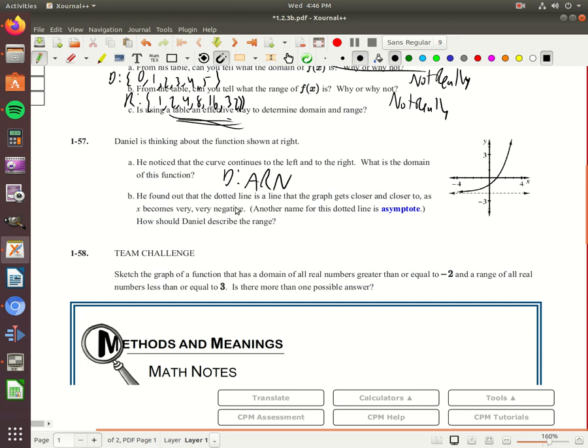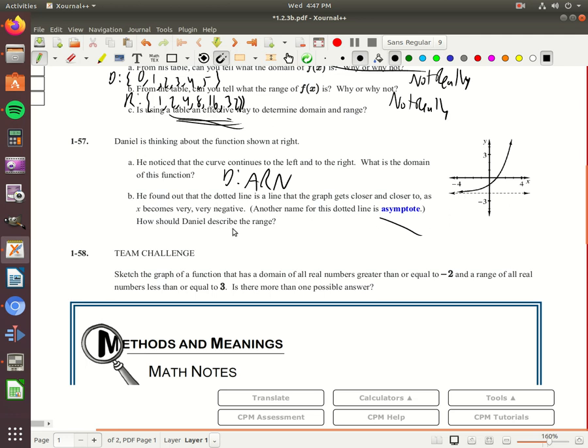He found out that the dotted line is a line that the graph gets closer and closer to as y becomes very, very negative. Another name is asymptote. So it seems like if you went way over here, this curve would eventually get to this dotted line, but it wouldn't. It's an asymptote. It's like a wall. It never quite gets to the wall. You get closer and closer, but you never quite touch it.